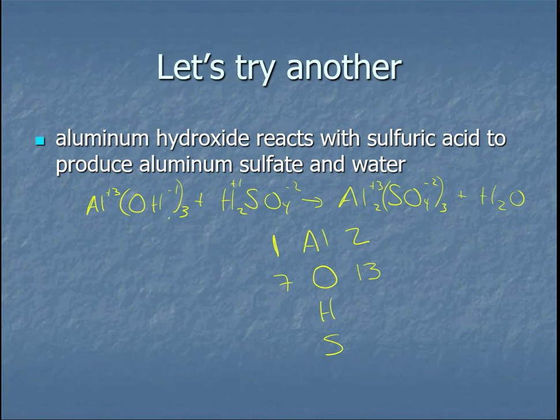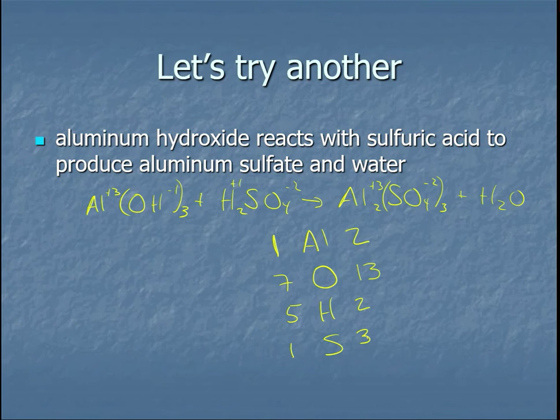Hydrogens. We have 3 hydrogens here, plus 2 more, that's 5. And hydrogens over here, we only have 2. And then finally, sulfurs. On this side, we have 1, and on this side, we have 3 times 1, or 3. So this reaction, as far as being balanced, is really, really messed up. But that's okay. We're going to go ahead and fix this in turn.